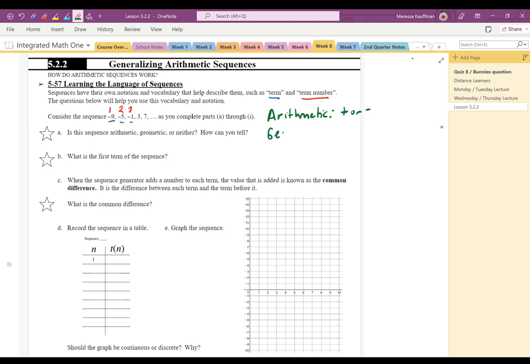Then we have geometric. And it simply means that we're going to be multiplying, make the little star, multiplying or dividing to get to the next term. That's a division symbol. All right, so how are we getting from -9 to -5? Hopefully you are understanding that we are just adding 4. That's our pattern. And since we're adding 4, that means it's an arithmetic sequence.